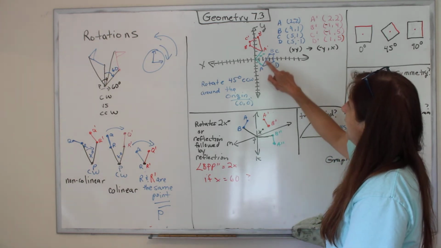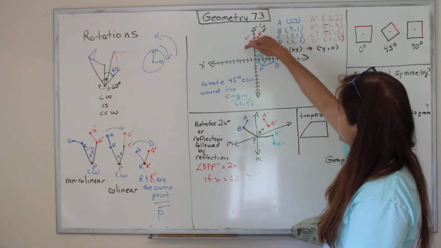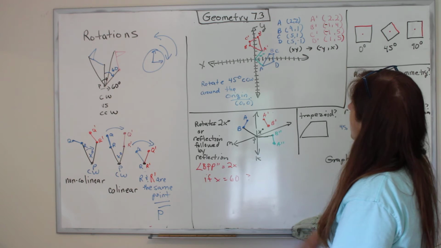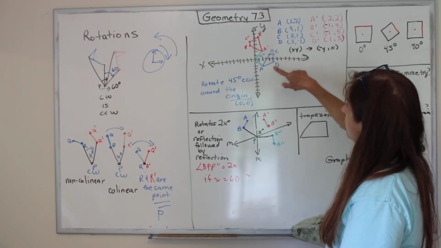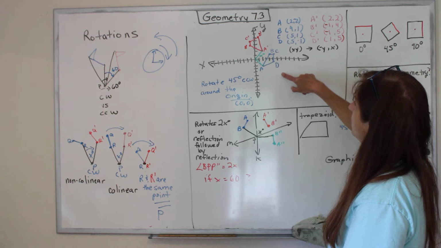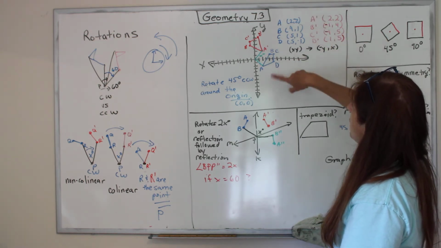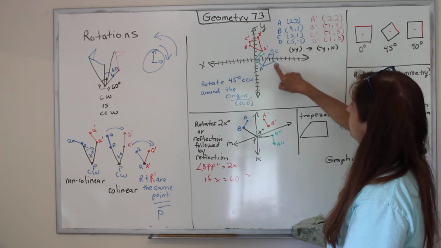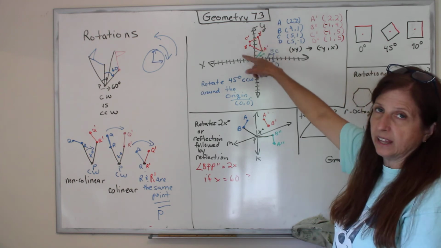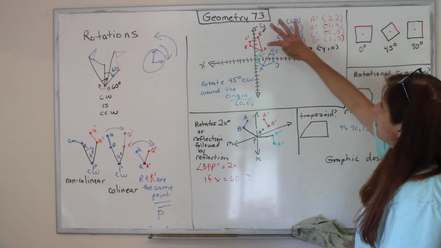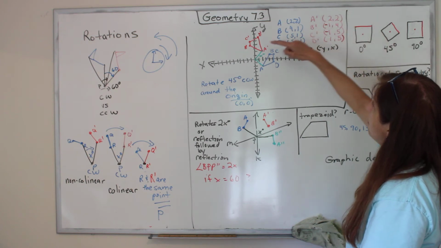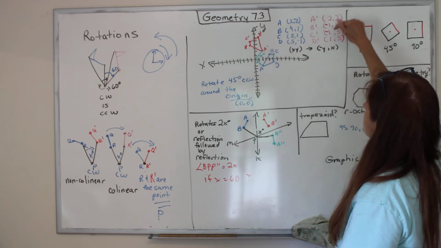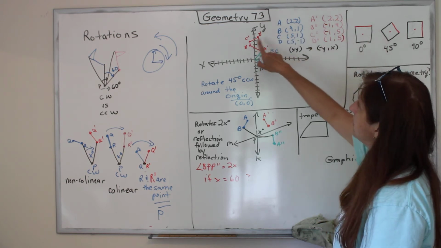So if you look at A, it got moved around 45 degrees. B got moved 45. C, 45. D, all of them got moved 45 degrees. If you look at the coordinates of each of these points, A is at 2, -2, B is at 4, 1, C is at 5, 1, and D is at 5, -1. Once you get over here to the image, A prime is at 2, 2, B prime is at -1, 4, C prime is at -1, 5, and D prime is 1, 5.